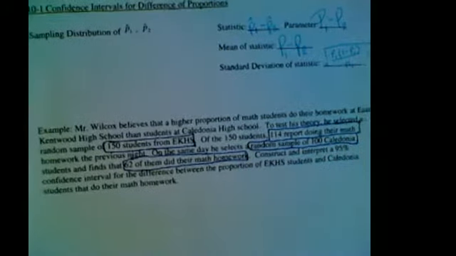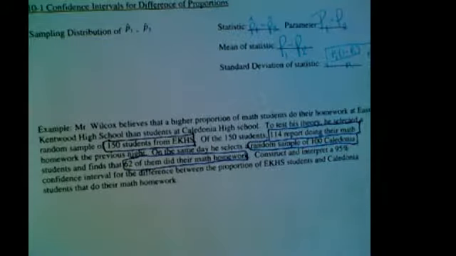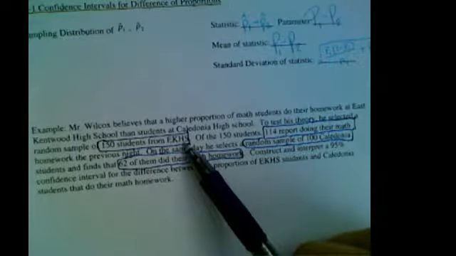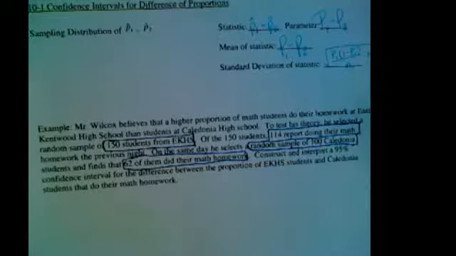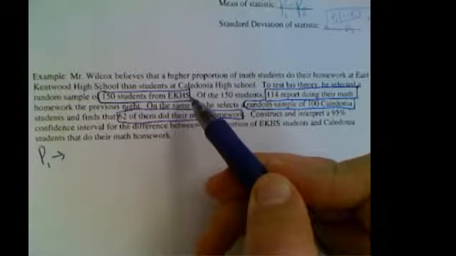So hopefully you guys notice we have two distinct populations. We have the EKHS and we have the Caledonia. And then from both of those populations, we took a sample and we figured out the proportion in each of those samples. So hopefully that's a little bit clear in your head. I'm hoping that you see that there are two proportions there. So we still need to define our parameters. So let's go ahead and define the very first population. The first population, hopefully we saw, was EKHS, right?